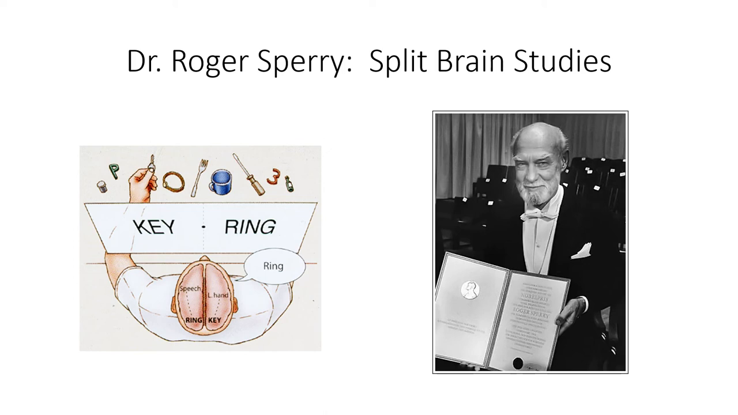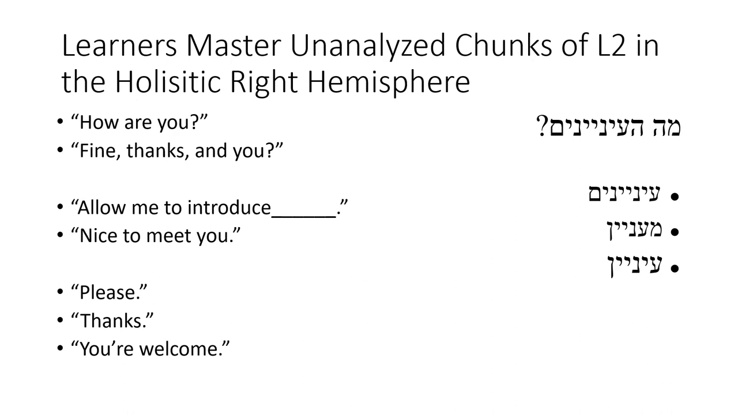There were all sorts of experiments like this that were conducted by Sperry and his colleagues, and they were able to identify certain qualities about the left hemisphere that are different from the right. So, for example, the left hemisphere tends to be very analytic. It's where math and language take place. The right hemisphere is far more holistic. So, how does this apply to language learning?